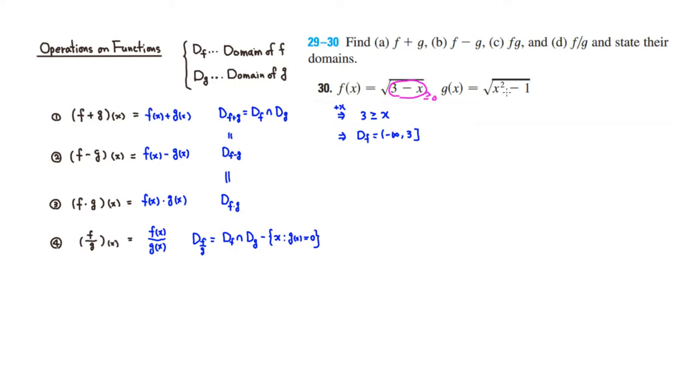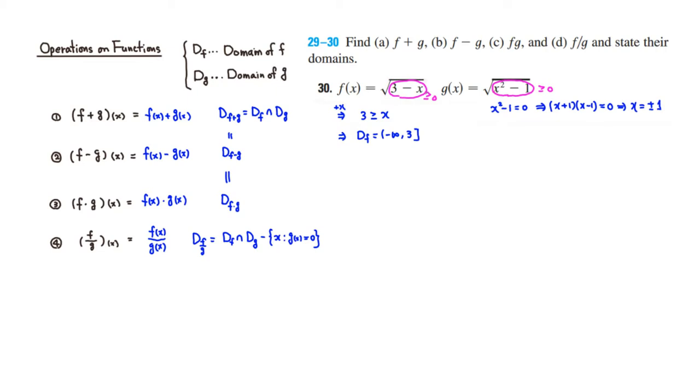And how about the domain of g? We have to make sure that this expression right here is greater than or equal to 0. Since inequality is a little bit too hard, I'm going to pretend that this is equality. So x squared minus 1 equals 0. Then we can simply factor it out: x plus 1 times quantity x minus 1 equals 0. Then we know that x is going to be plus or minus 1.